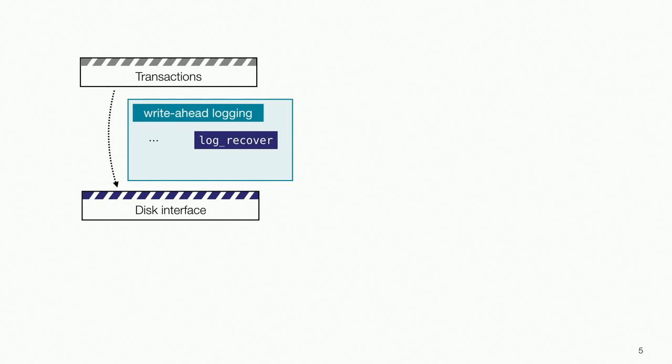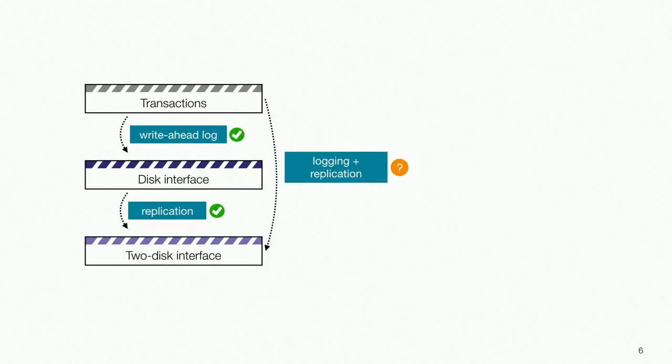Meanwhile, Alice writes a write-ahead logging system that implements a transactional API on top of a single disk. And she also proves her code correct with a machine-checked proof, with this log recovery procedure. Now, you look at this picture, and you think, surely we can run the write-ahead log on top of the disk replication system, and we can prove that composed implementation correct.